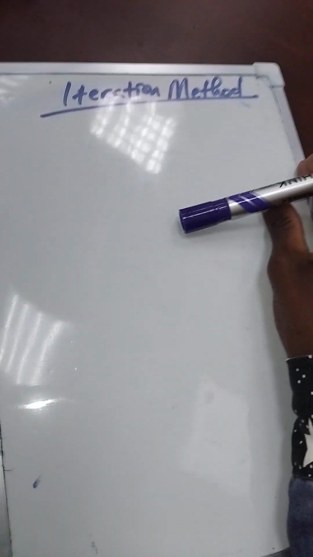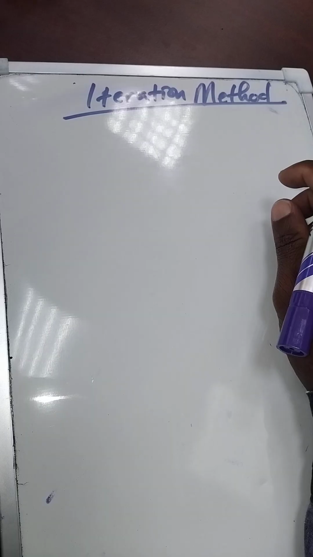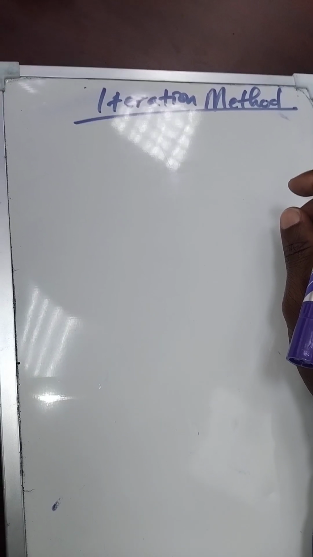So, iteration method. Let's move on to do iteration method. What is the iteration method? Iteration methods involve repeatedly applying a function or a process to approximate a solution.